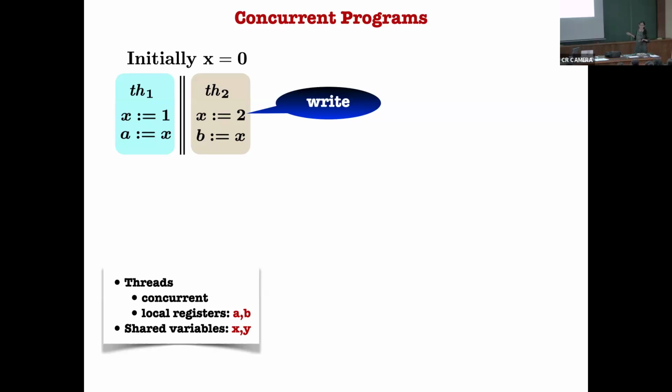So I'm writing a value into the shared variable X. And this one below is what is called a read operation. So I'm reading from a shared variable X into my local variable B, respectively here into my local variable A.